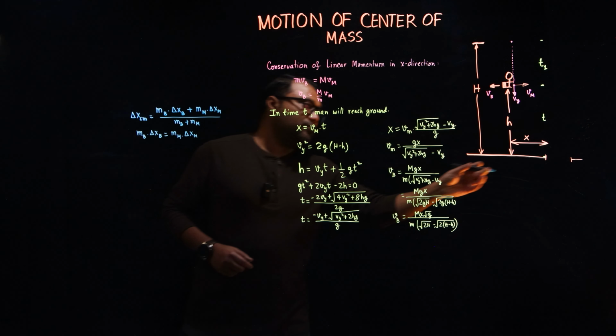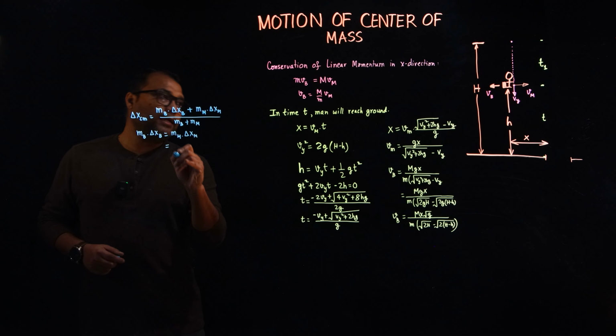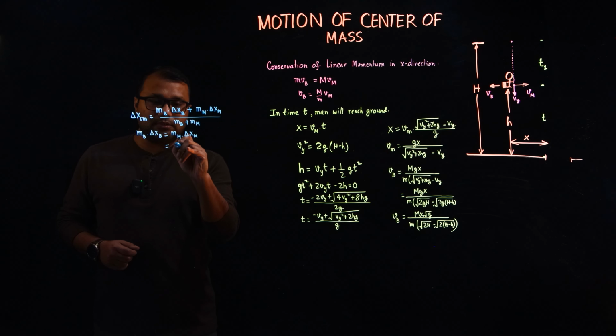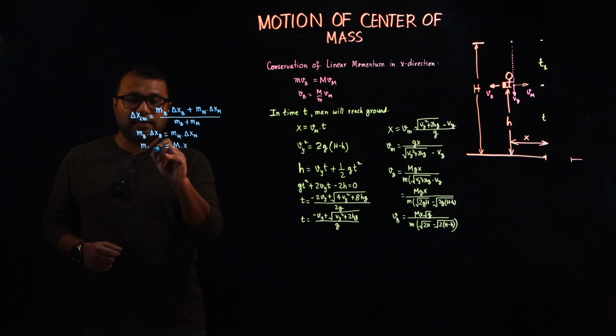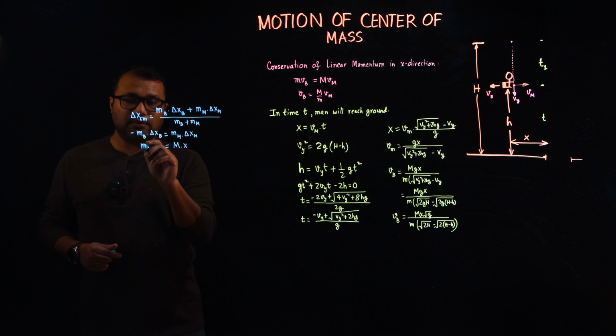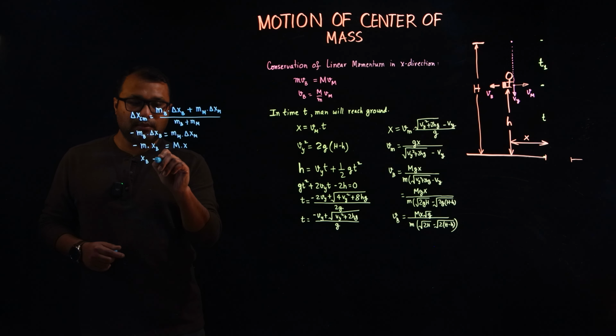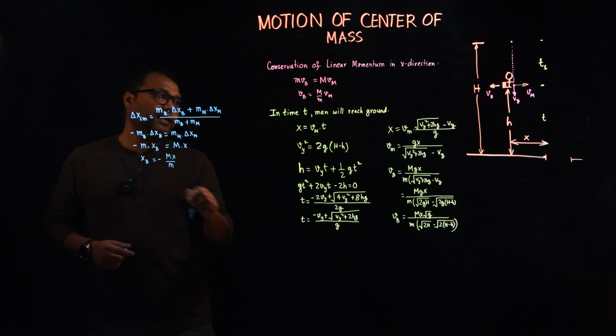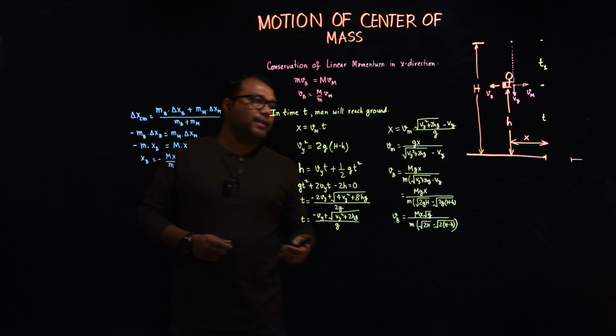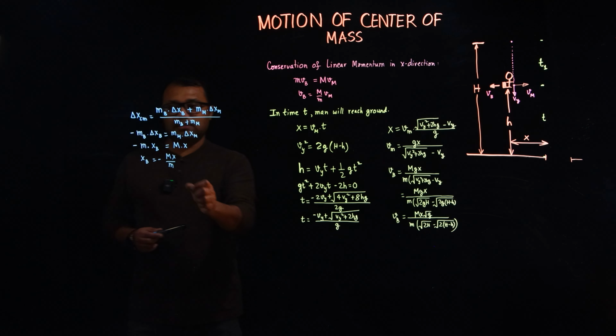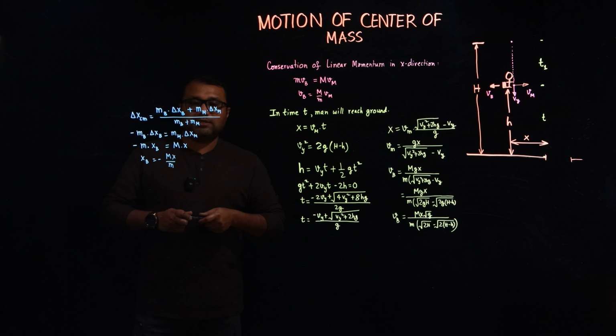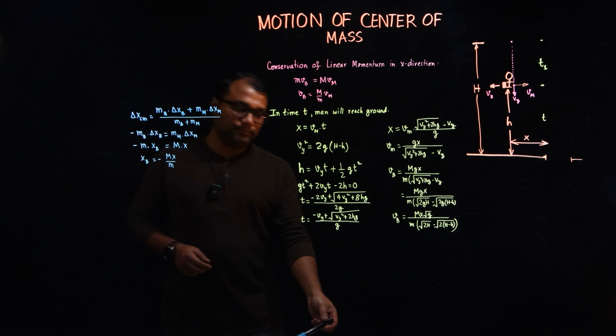Now, delta xm is what? X. So we can write this as big M times X, and this as small m times whatever, and we should have put a minus here. So whatever distance the bag moves, xb would be minus M x by small m. Why minus? Because the bag is landing to the left, so the distance is capital M x by small m.